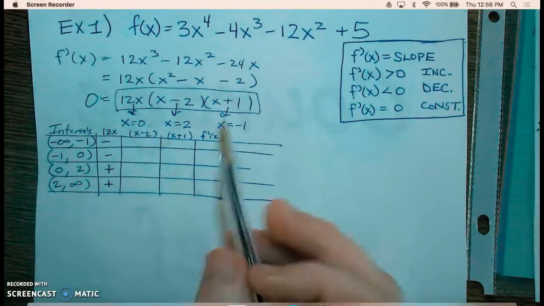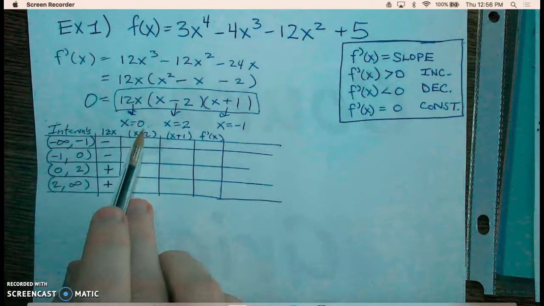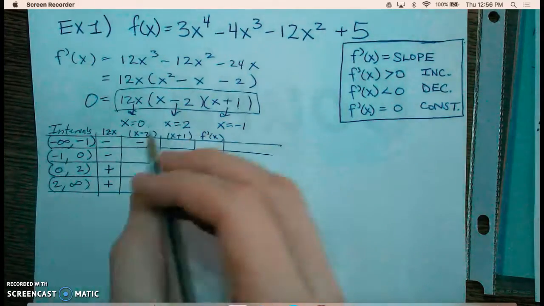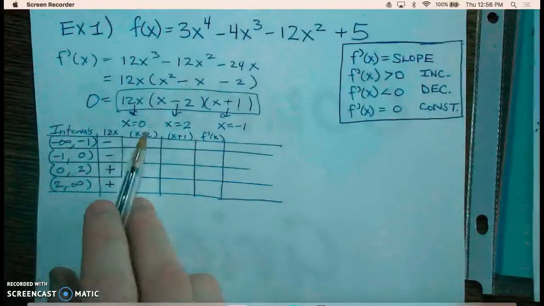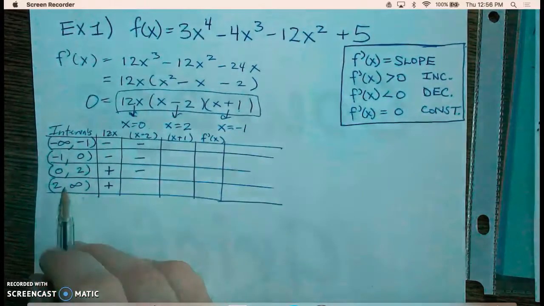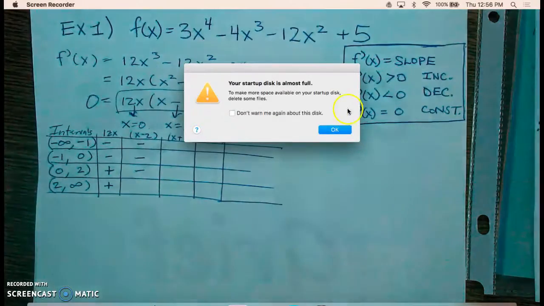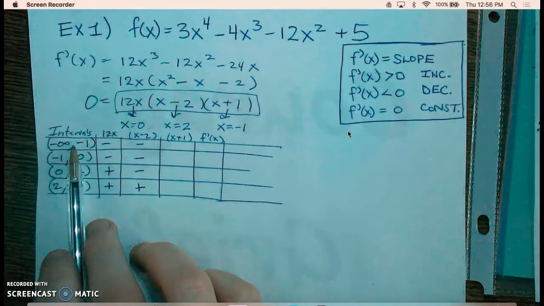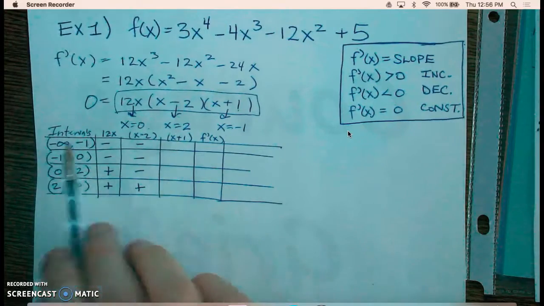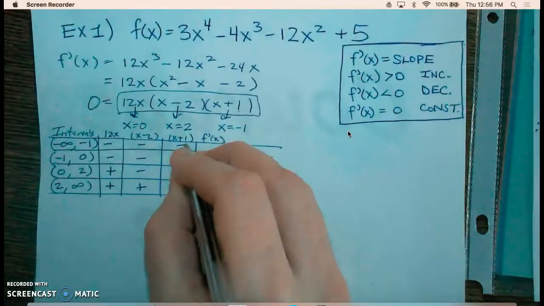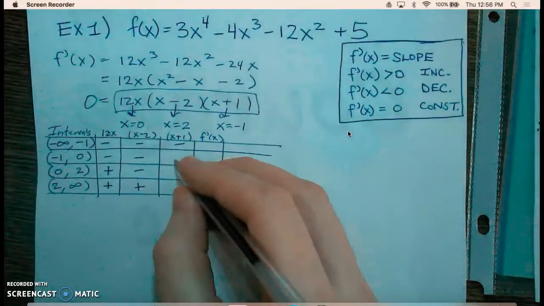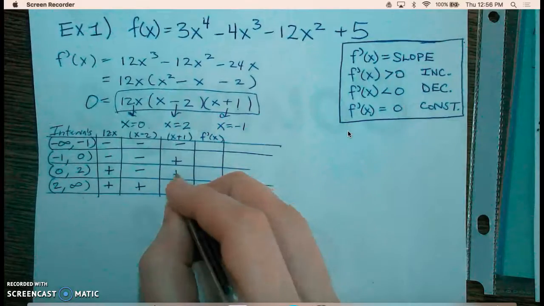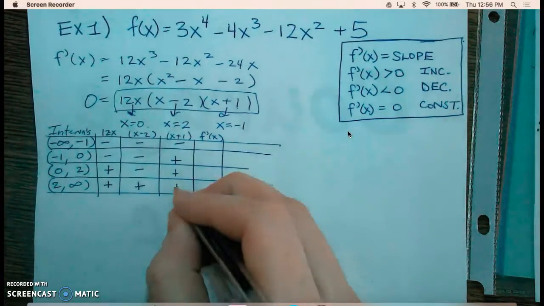And now let's do this factor. So if I try -10, this will be negative. If I try -1/2, this will be negative. If I try 1, this will be negative. And if I try 10, that would be positive. Then here, this factor, if I try -10, it would be negative. If I try -1/2, it would be positive. If I try 1, it would be positive. And if I try 10, it would be positive.